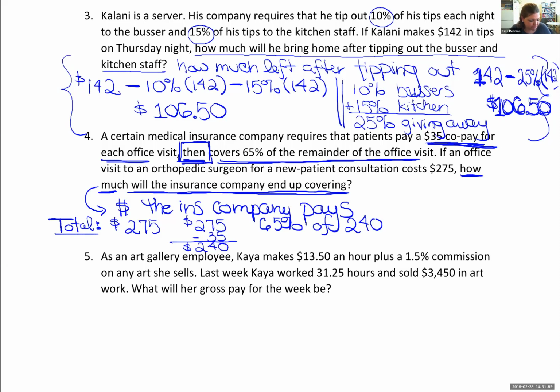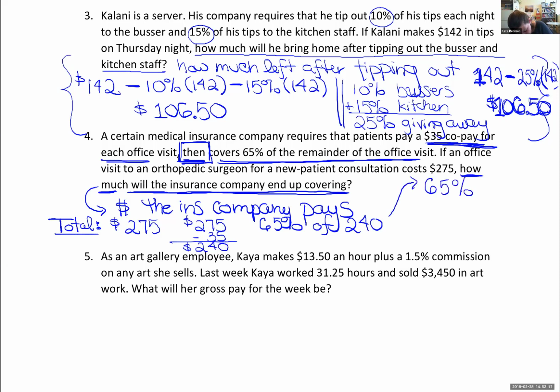Does that make sense? Yes. Okay, cool. So let's do 65% of 240. So that means 65% or 0.65 times 240. Again, two different ways you could type this into the calculator. You get the same answer. I'll just write it down for you.